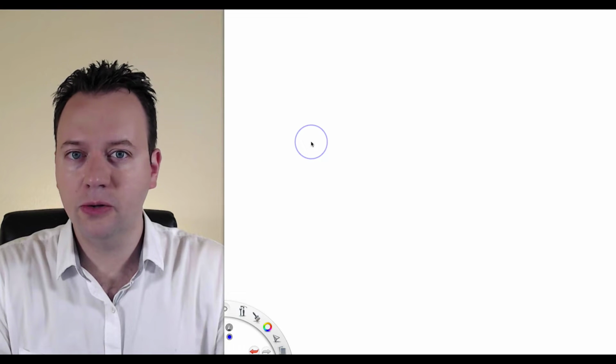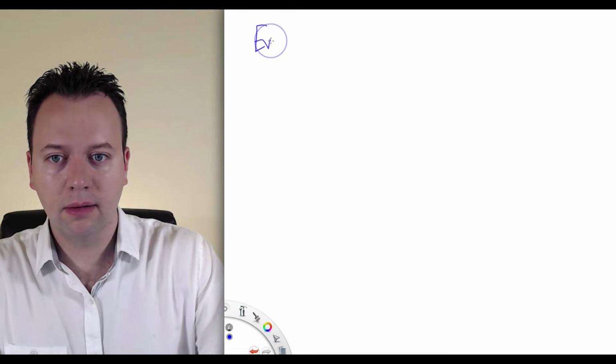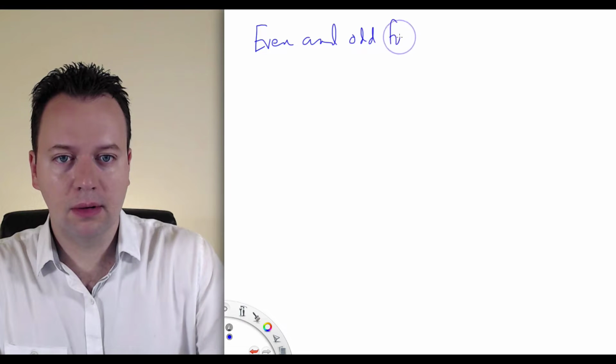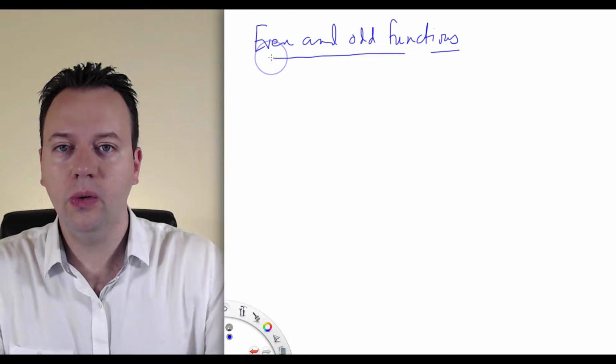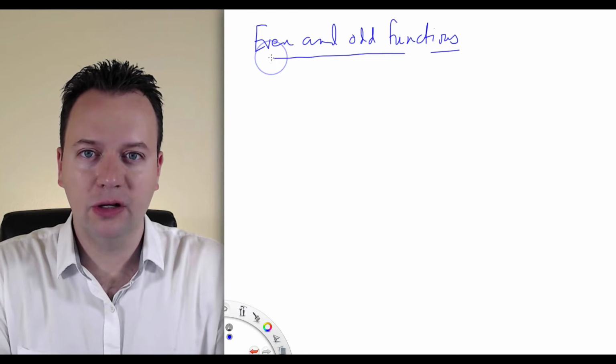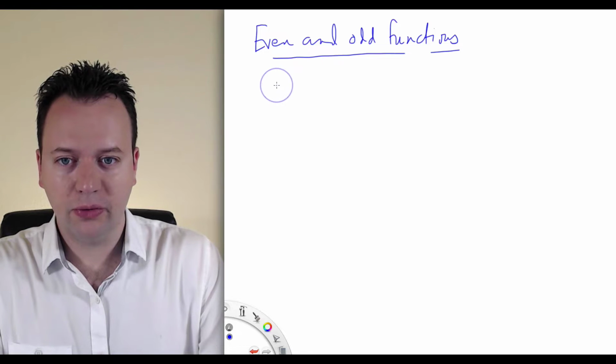Next, we're going to look at two special classes of functions, even functions and odd functions. Even and odd functions are two special classes of functions that have a particular symmetry. So first of all, let's write their definition.